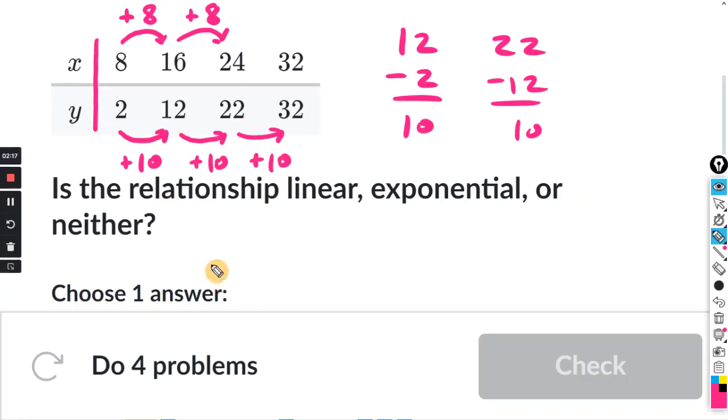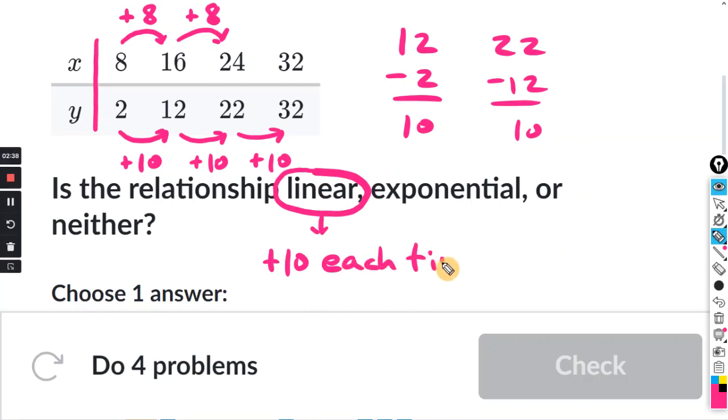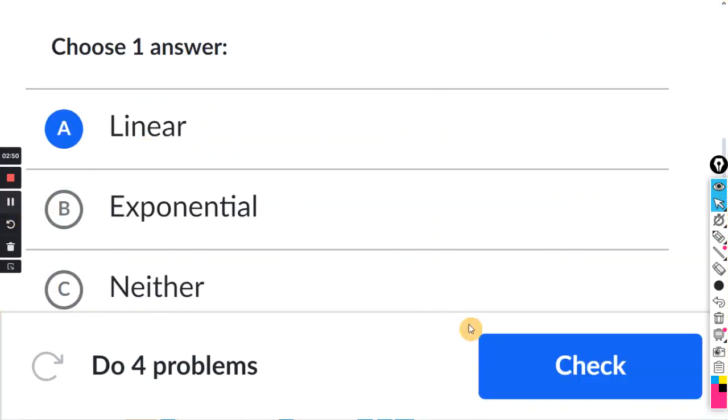We said in the notes, you look at the y values. If you're adding or subtracting the same number each time, that is linear. And the reason it's linear is because we did plus 10 each time. So that's why it's linear. It's plus 10 each time on the y values. Answer A, linear.